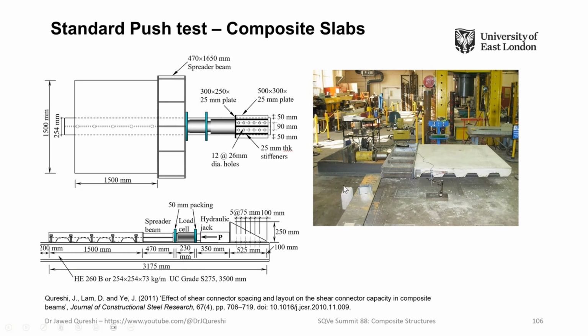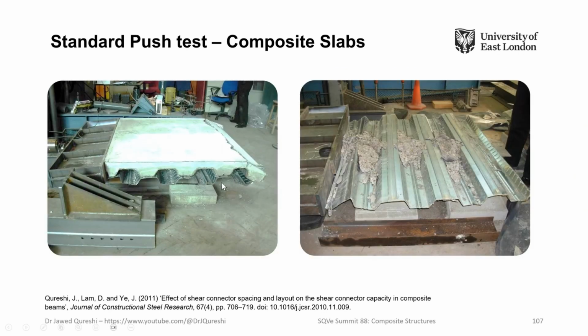So this is about a 1.5 meter long slab in each direction, and we applied loading over here. And the purpose was to see if we are getting this slip which is not less than 6 millimeter. And these are some failure modes. So the failure happened by rotation of the last stud.